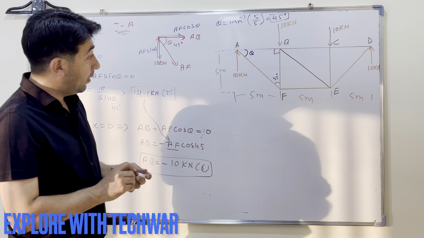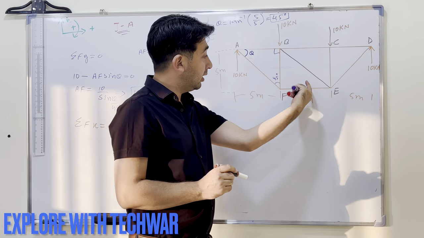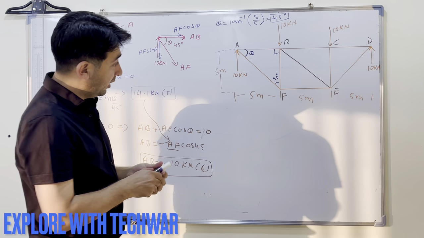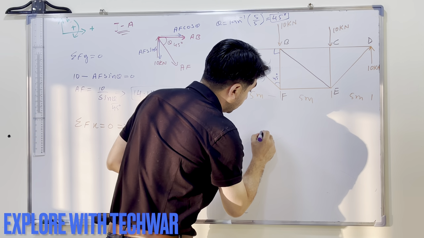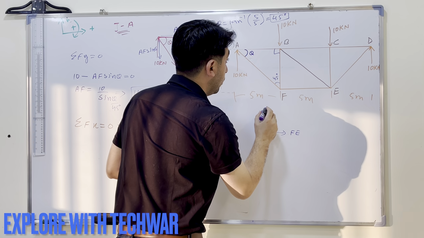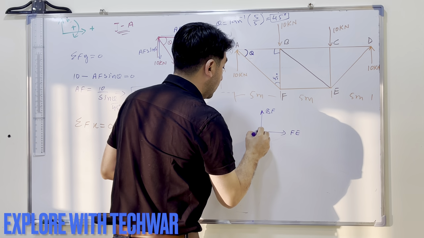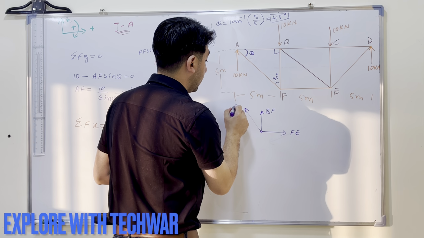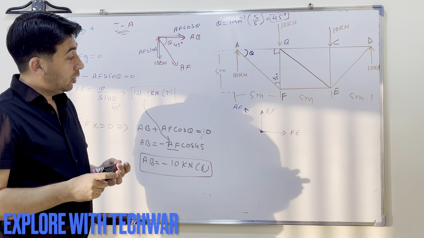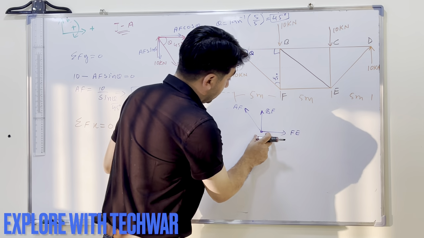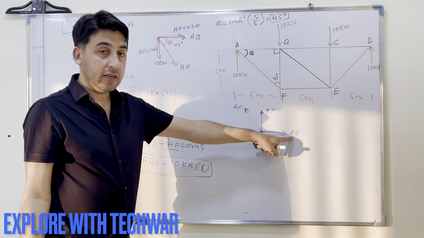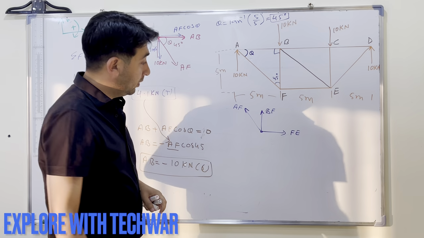Now to find BF and FE, we can solve joint F. Let me draw the free body diagram of joint F. Again, I will have FE, I will have BF, and I will have this one, AF. I have AF also. So by taking the sum of the forces, I can find FE. How can I find it?